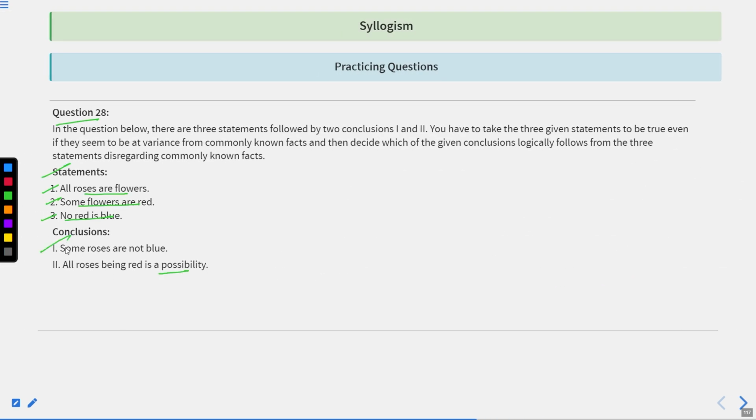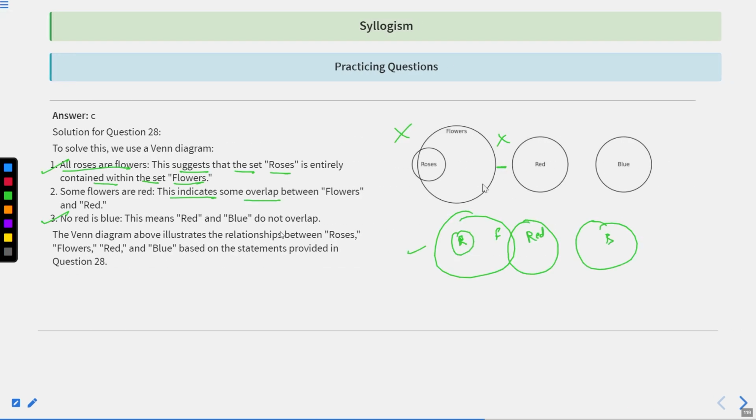Some roses... Conclusion 1 is saying, some roses are not blue. Obviously, because do you see any relation between flowers and blue? Absolutely no. And roses are inside flowers, so when there is no relation between flowers and blue, according to the Venn diagram, we can obviously infer that there is no relation between roses and blue also.